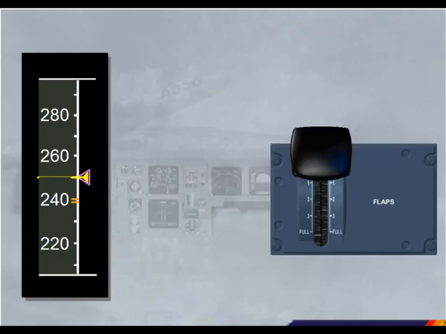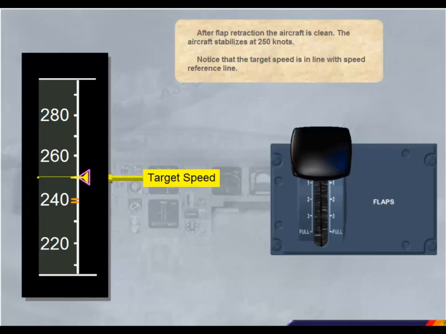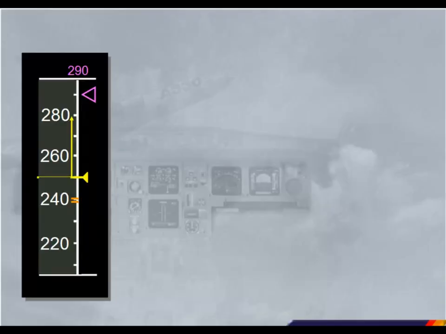After flap retraction, the aircraft is clean. The aircraft stabilizes at 250 knots. Notice that the target speed is in line with the speed reference line. When cleared to accelerate to climb speed, the target speed jumps to approximately 290 knots. Once again, the speed trend arrow appears.